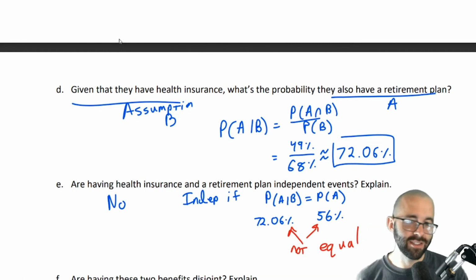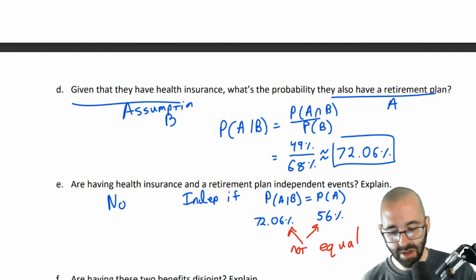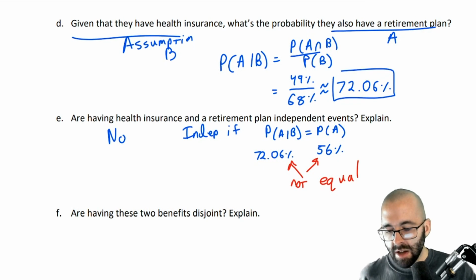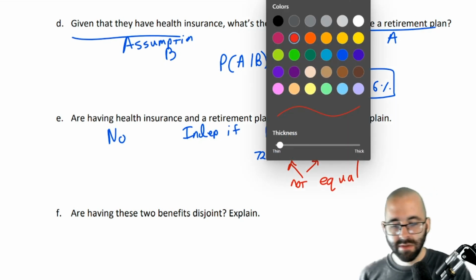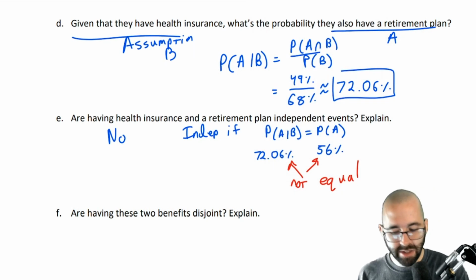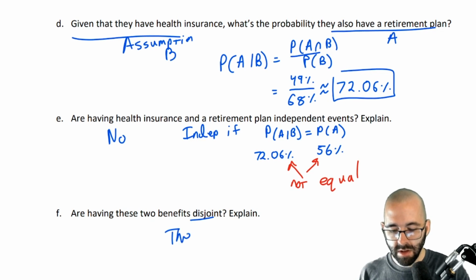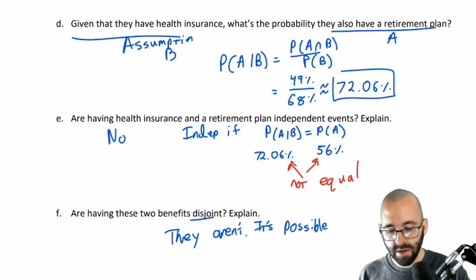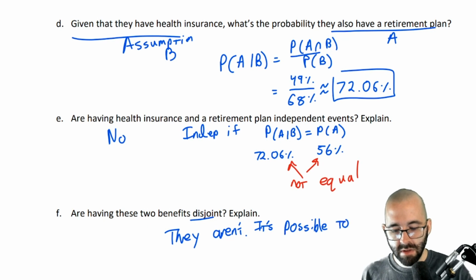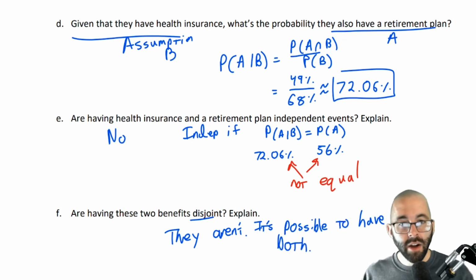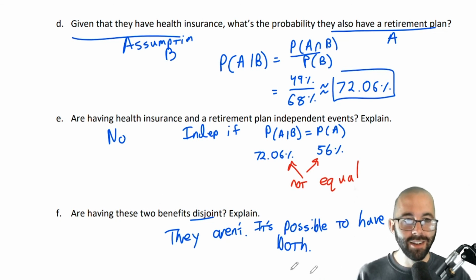And there's a lot of factors that can go into that, but this video is already pretty long, so I won't do it. Are having these two benefits disjoint? And the answer is also no. They're not mutually exclusive, because it's possible to have both. In fact, about half have both. All right, and that kind of combines all these topics. Let me know if you have any questions, and good luck.